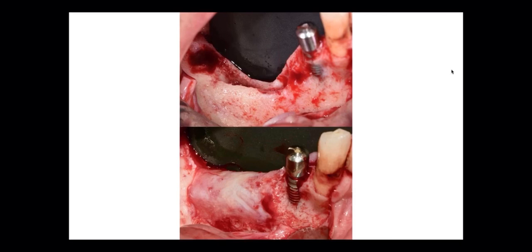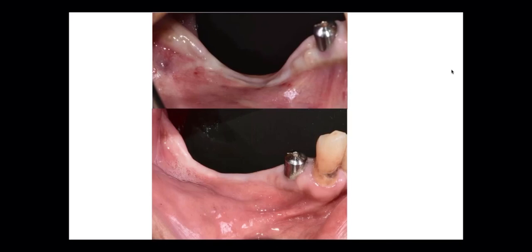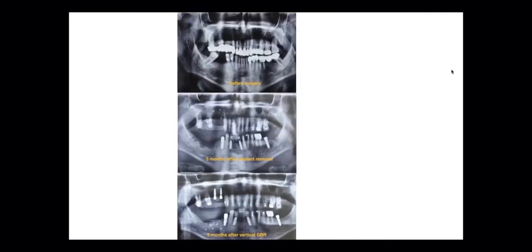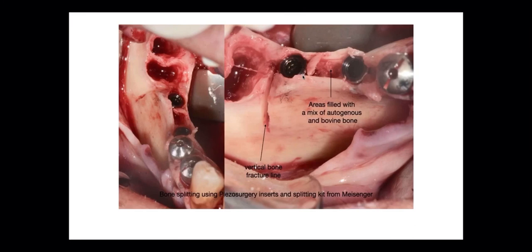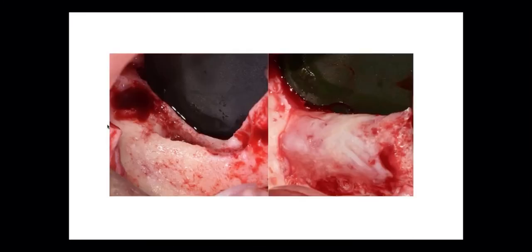Okay, so I will show you this case. Okay, we'll start from here. So this was a case that I did. Okay, we had to extract number 47 that was tilted mesially. We had to do implants here and bone splitting at the same time. Okay, but the case was that we had an infection and the bone actually disappeared.